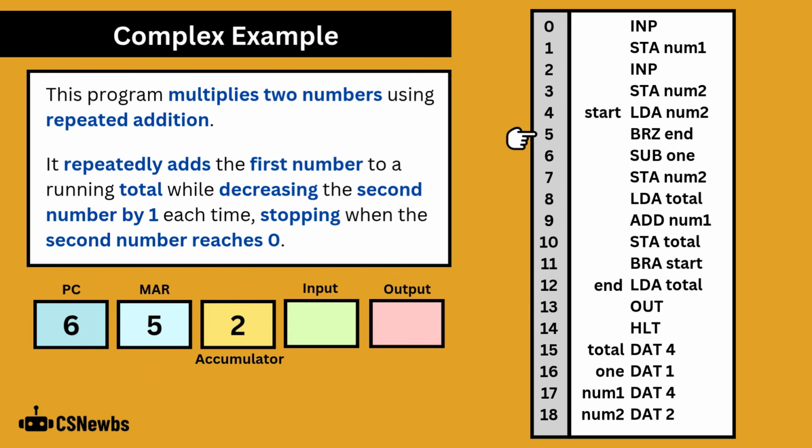Now we go for it again, with num2 changing from 2 to 1, as the total increases from 4 to 8. The third time through sees num2 decrease from 1 to 0, and the total increase to 12. Now that num2 is 0, BRZ end is activated, where we move to line 12, load the total, and output it. This program looks complex at first glance, but like all topics in computing, requires a bit of practice and should hopefully start to make logical sense.